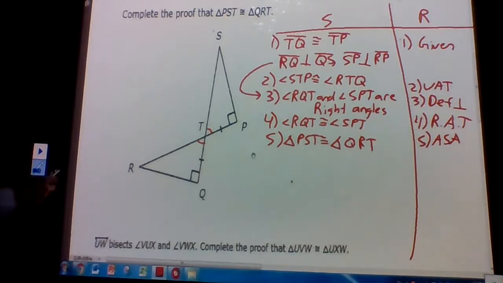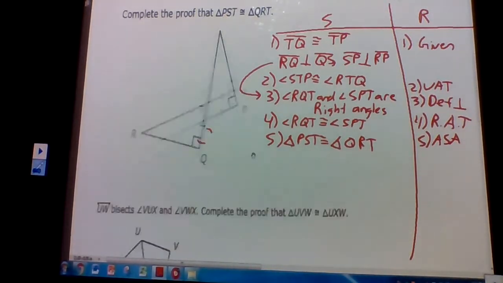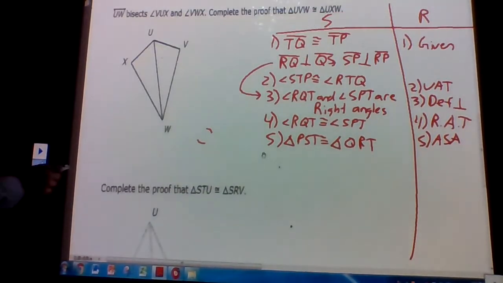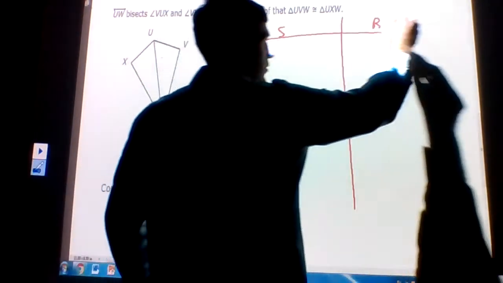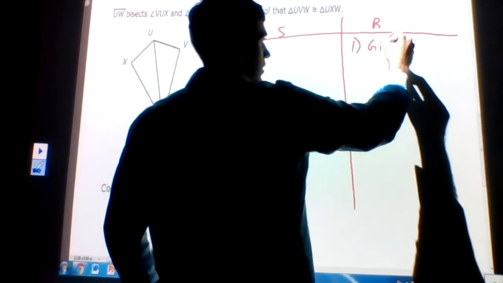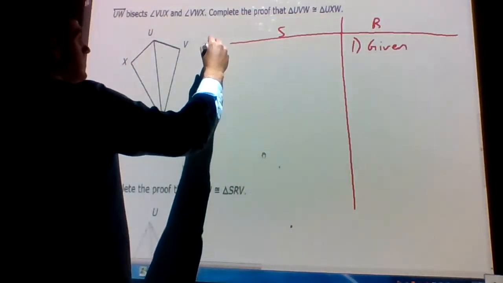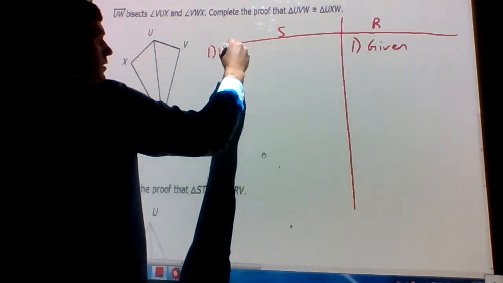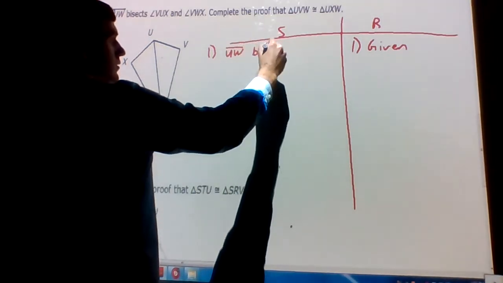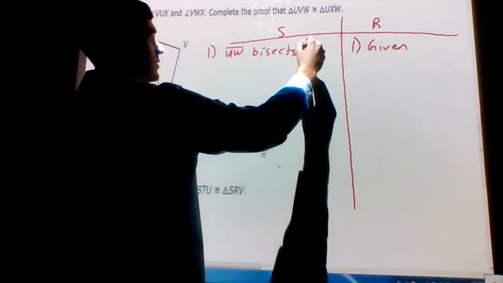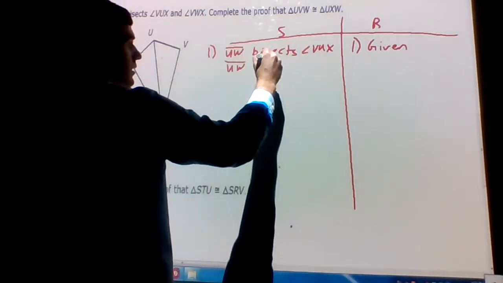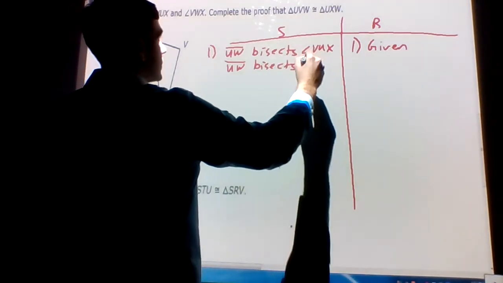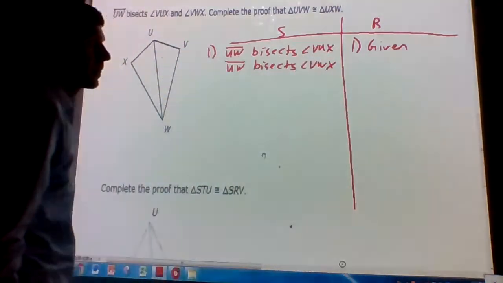Okay. Let's go down to the second one on this side. So we have our statements and we have our reasons. The reasons are always starting at the given. Okay, so we're given two things here. UW bisects angle VUX. We also know that UW bisects angle VWX. Okay.